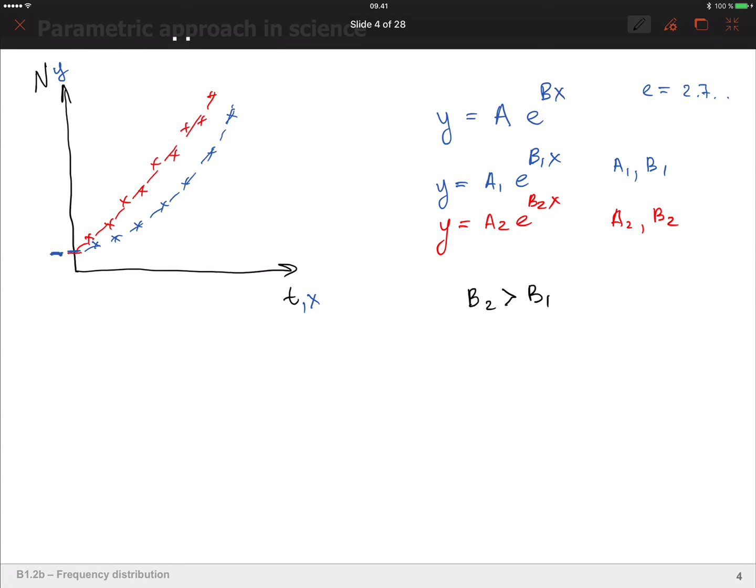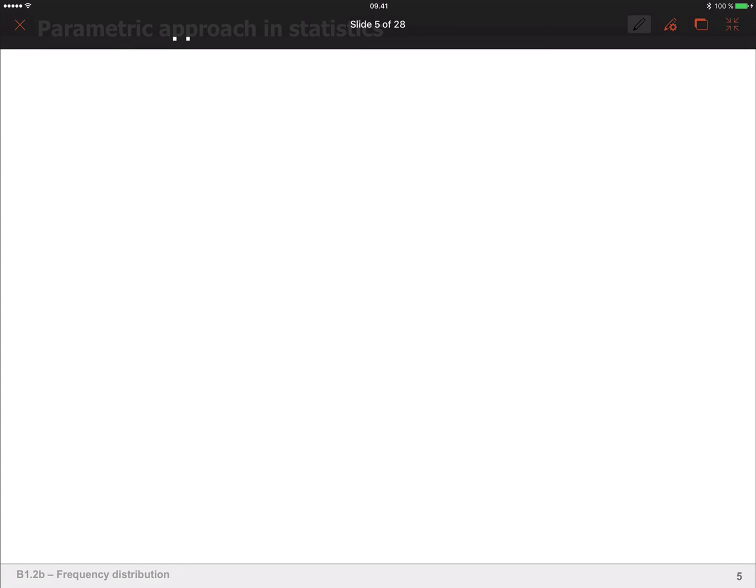Okay, and that's the same idea. Look, we have some experimental data, then we fit this data with a known function, a theoretical function. We find parameters of this function, and then we use these parameters to describe the data and to compare the data. So that's again a parametric approach in science. Okay. Now let's think how we can use the parametric approach in statistics.